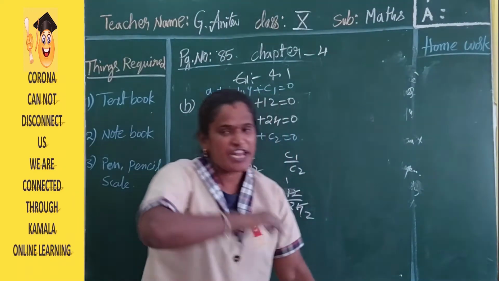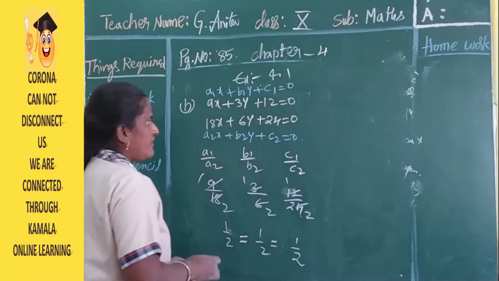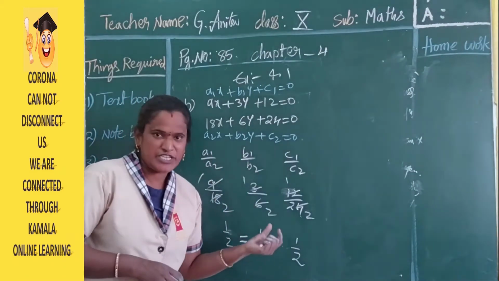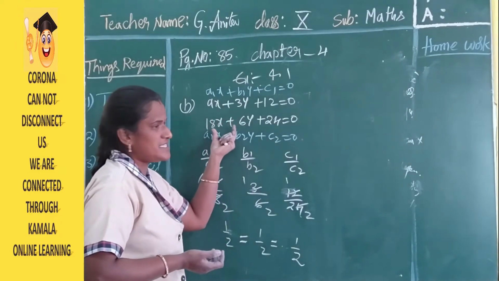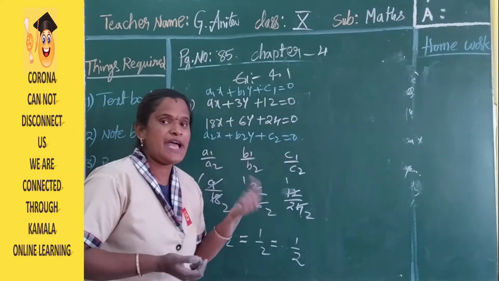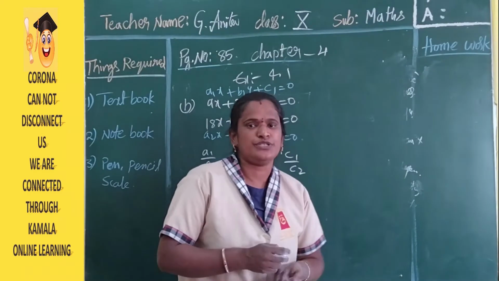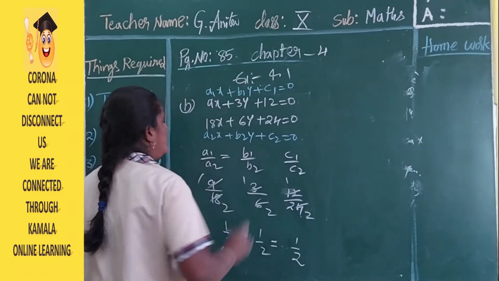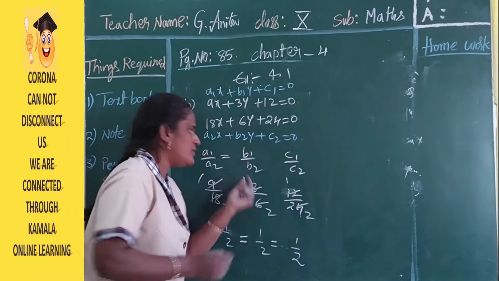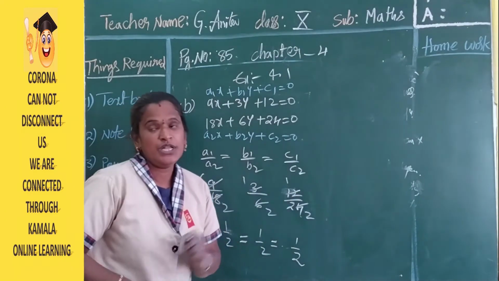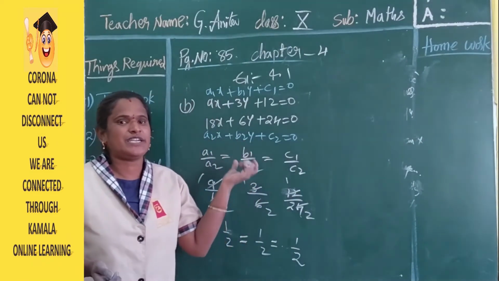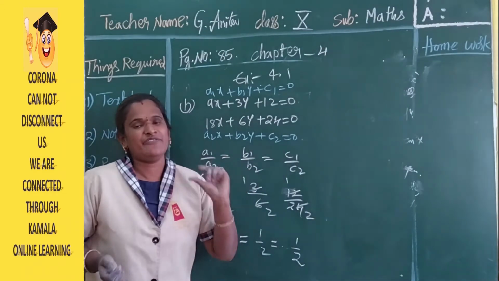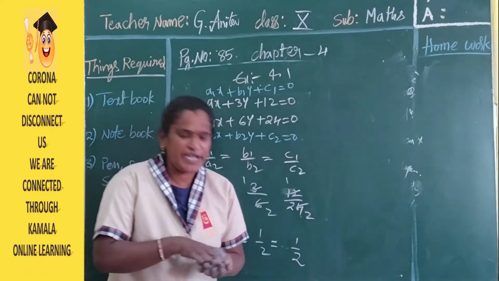So if all three are equal, what is the graphical representation? Coincident lines. The given system is consistent and dependent. It has infinitely many solutions. a1 by a2 is equal to b1 by b2 is equal to c1 by c2. If all three are equal, the given system is consistent and dependent. The graphical representation is coincident lines.